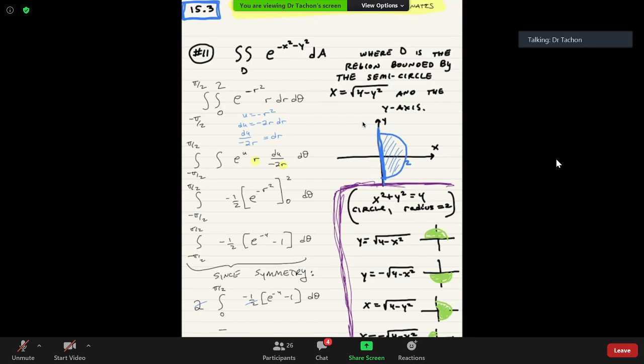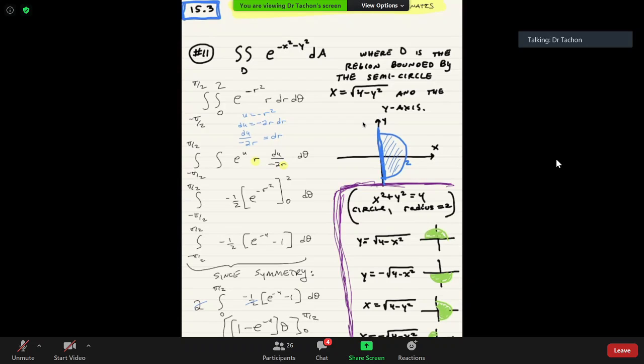Well, I can just flip that around, right? Distribute the negative. So it's 1 minus e to the negative 4. Okay. So it's 1 minus e to the negative 4. All right. And then that's multiplied by theta. Okay. And then evaluate this from 0 to pi over 2.